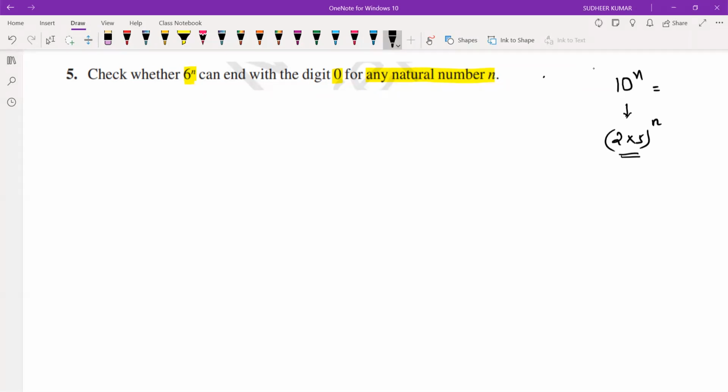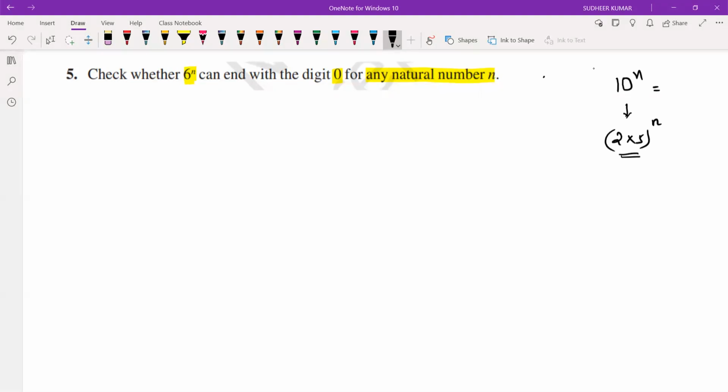it ends with 0. If any number is given, not only 6 power n, 7 power n, 5 power n, whatever it is given, 5 power n has a chance, but not for all natural numbers. So when any value power n is given and they ask to check whether it ends with the digit 0 or not, first we should write the base as the prime factors of 2 and 5 only. Is it clear?